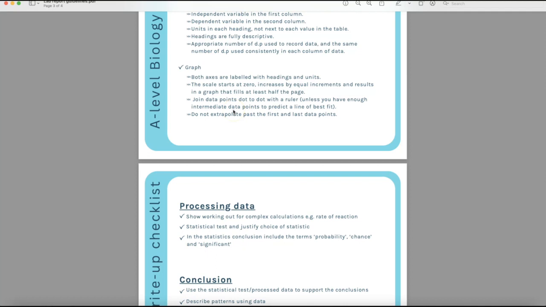And therefore, you should be doing your line as dot to dot with a ruler, unless your teacher has explicitly stated otherwise. And then finally, do not extrapolate past the first and the last data points. In biology, we only draw the line between the data points we have. We don't extrapolate down to zero.